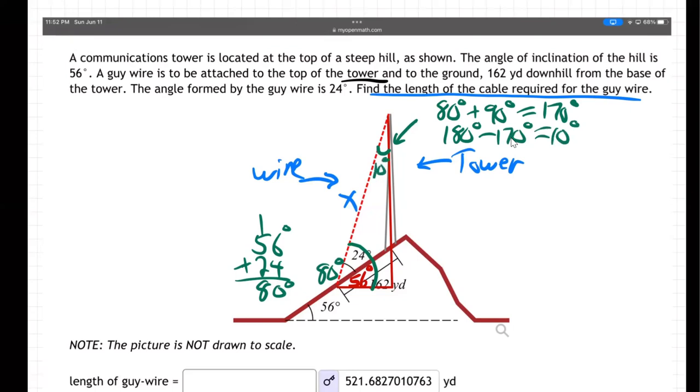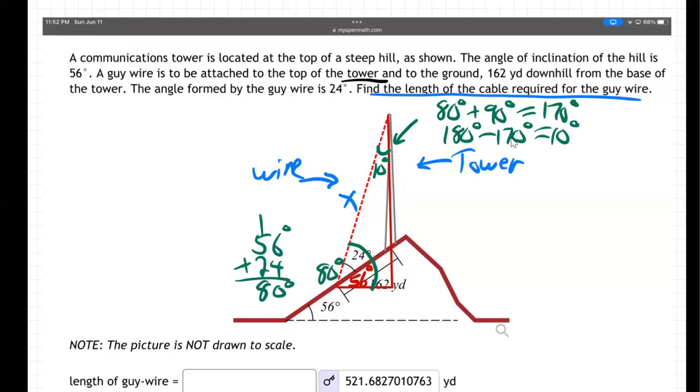See what I'm doing? So again, I brought this straight over and let the tower go straight down. So I'm extending the tower, made a right triangle, right angle here. This is 56 because it's the hill with the horizontal. So this is also 56. 56 and 24 makes 80. This is 90. This must be 10 to make 180 in the triangle. Okay. So now what can we do? Well, now that we know that angle up there is 10, that's why it's so important to get that angle.